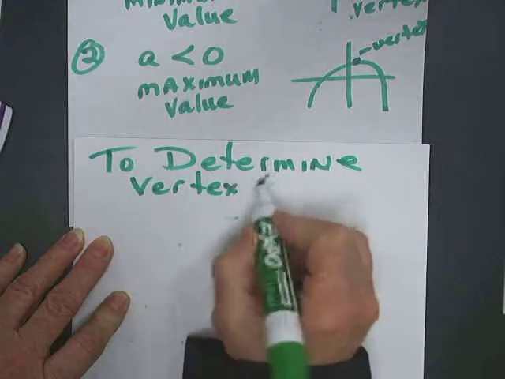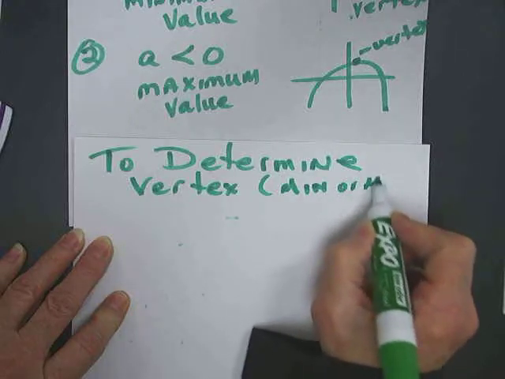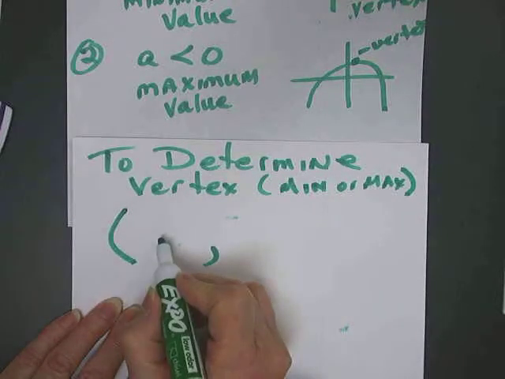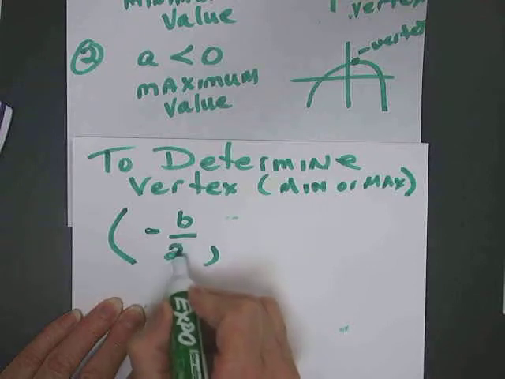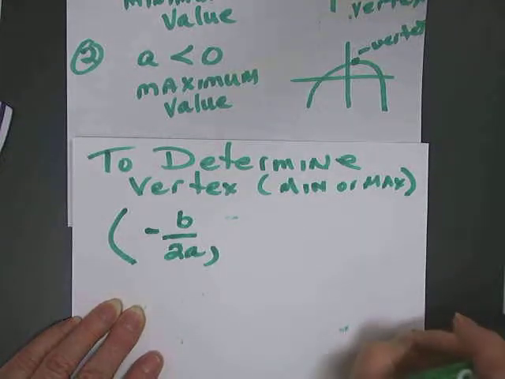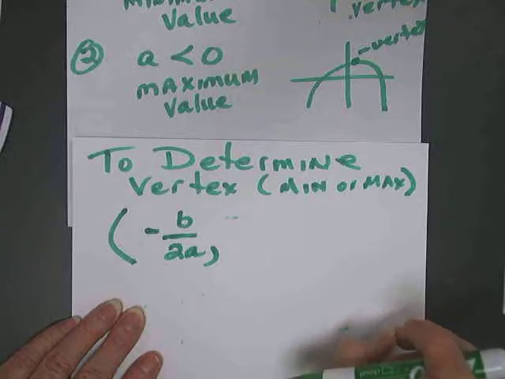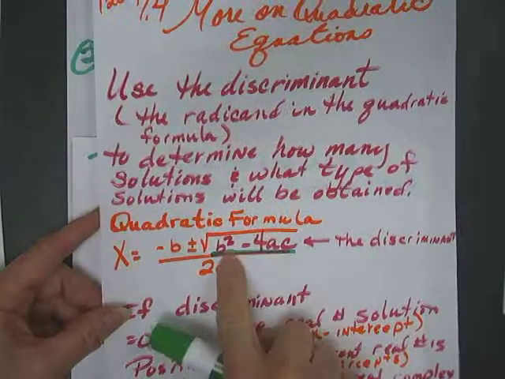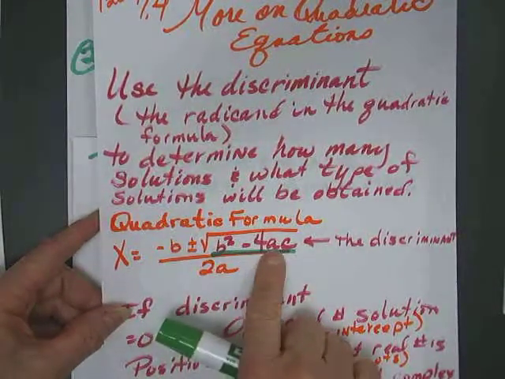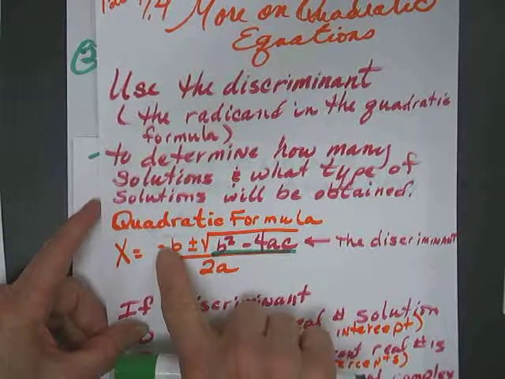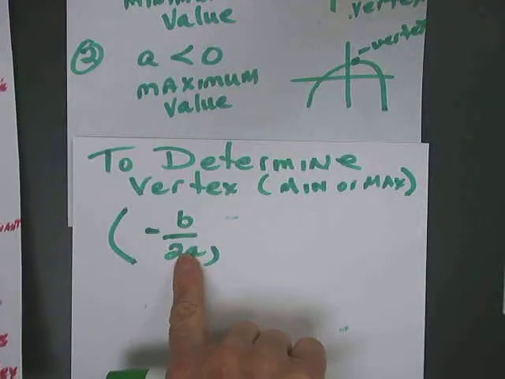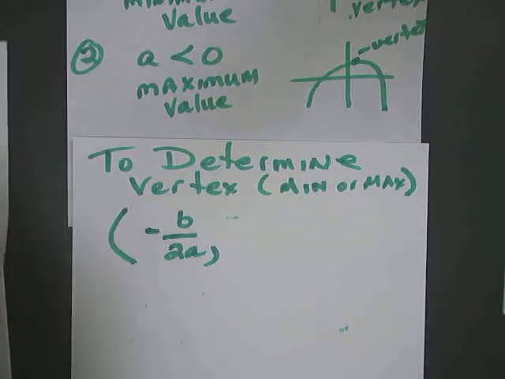To determine the vertex, which is your min or your max, you're going to use this formula. The x will be negative b over 2a. So it's like the rest of the quadratic equation that we didn't use for the discriminant. Remember when we had the discriminant, we used this part? That told us what kind of solutions we would have. This part of it gives us our minimum or maximum. See? That's the rest of it, negative b over 2a.